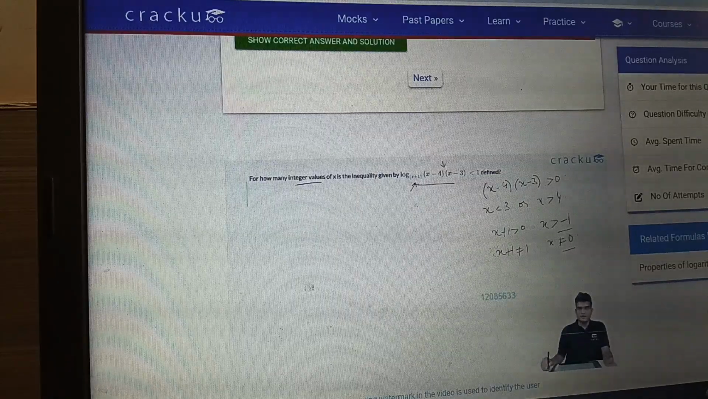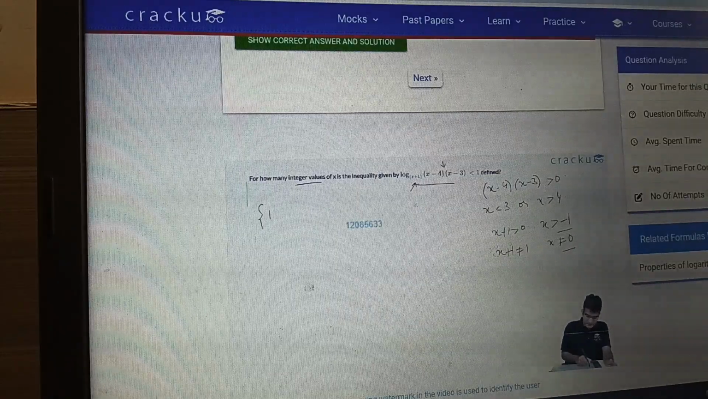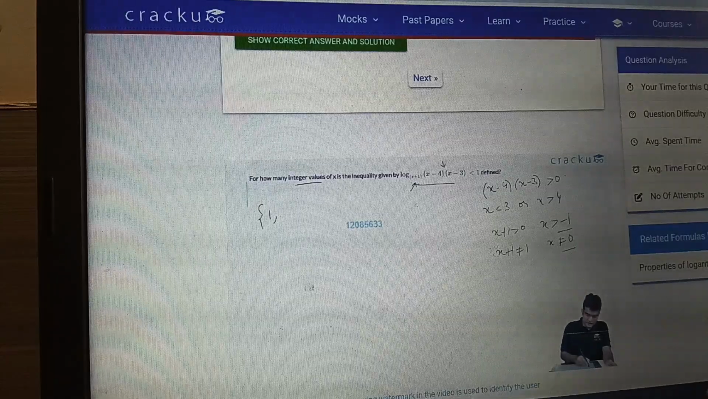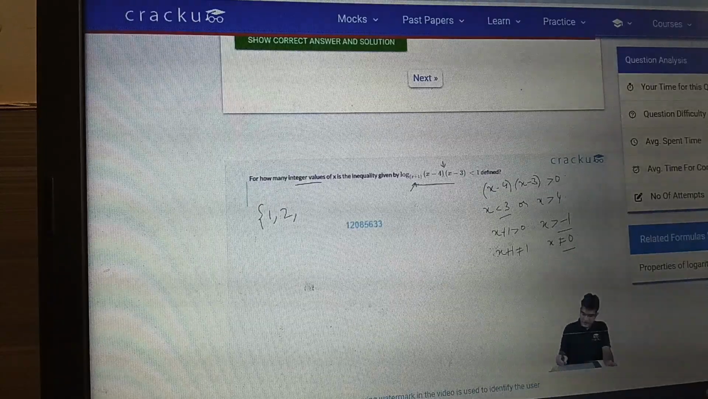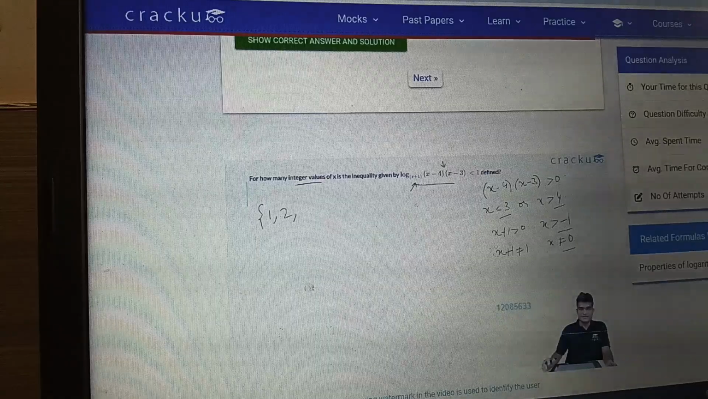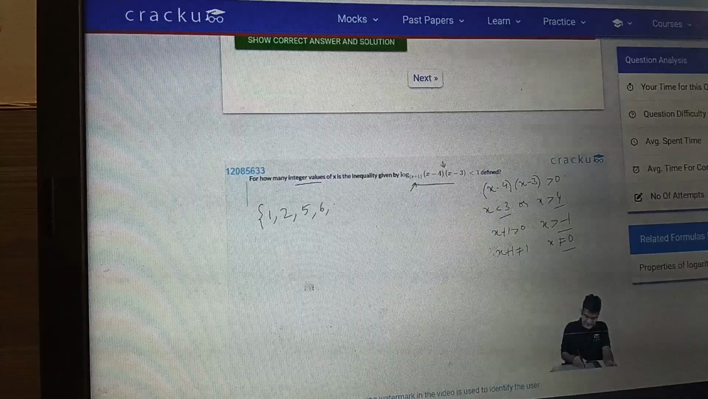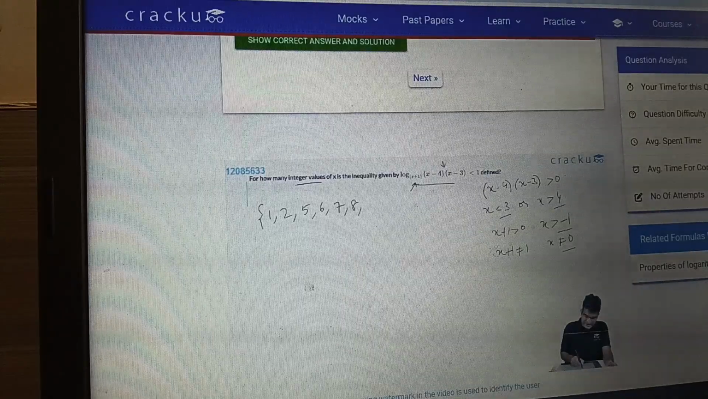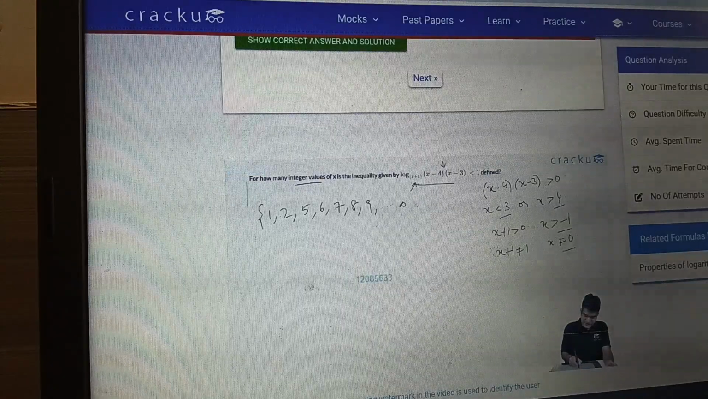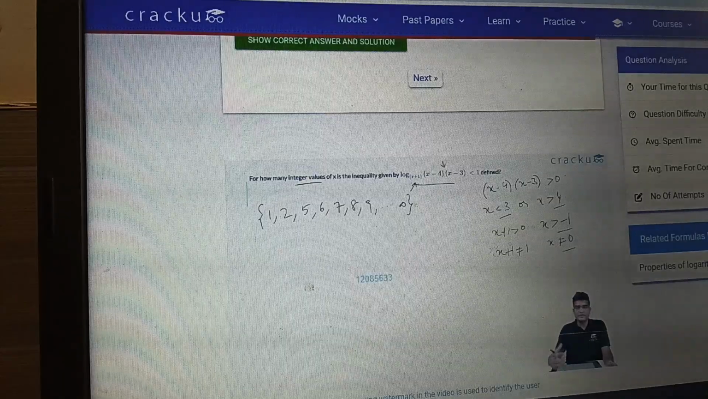So the smallest possible value of x is 1. The next smallest possible value is 2. It cannot be equal to 3 or 4 because it has to be less than 3 or greater than 4. So the next possible value is 5, then 6, then 7, 8, 9 and so on till infinity. This is the domain of x before we look at the inequality.